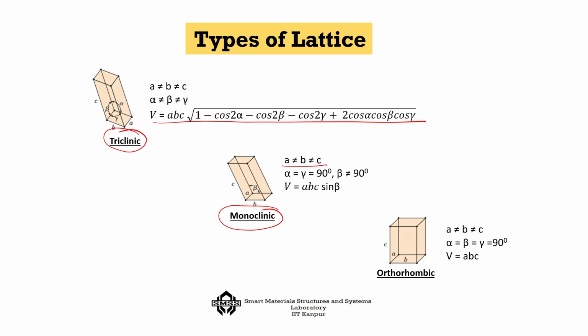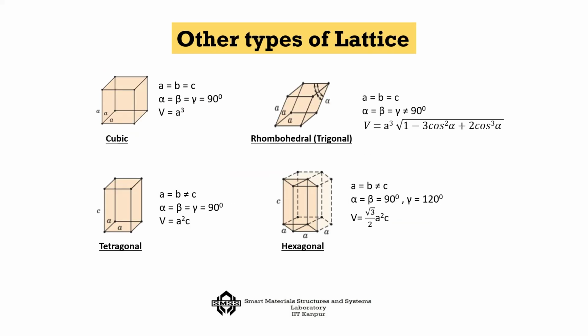Now, you can have a system which is monoclinic, that means a not equal to b not equal to c, but alpha and gamma are 90-degree angles, and beta is not 90 degrees. This is a simpler system than the triclinic system. Then you get orthorhombic, in which alpha, beta, gamma are all 90 degrees, but a not equal to b not equal to c. Some of the materials we handle, like shape memory alloys, come in certain phases that show this orthorhombic kind of system.